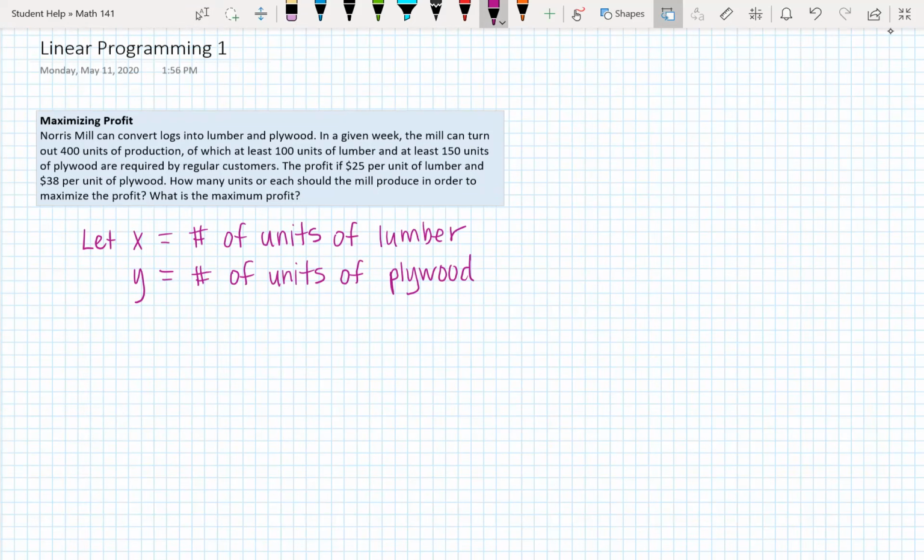For those of you that don't know, lumber is going to be long, skinny boards, whereas plywood is going to be a big, flat piece of wood. So that's the difference between them. And then because we're trying to find profit, P is going to be profit.